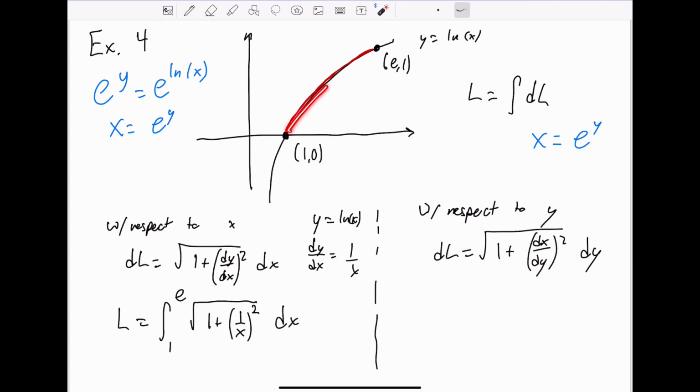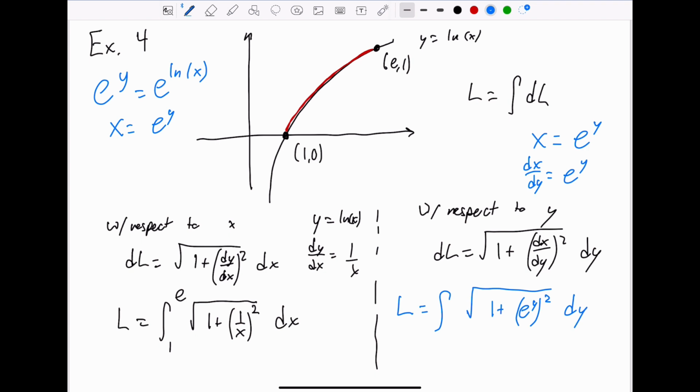So I've expressed x as a function of y. It gives me the same curve, and now I can find the derivative of x with respect to y just by taking the derivative here. So if x equals e to the y, then dx/dy is the derivative of e to the y, which is simply e to the y. Now that I have this expression, I can use my integral formula integrating with respect to y. So here L equals the integral of the square root of 1 plus e to the y, squared, dy. And what are the limits of integration here? They must be y values. So I look at the curve, and I use the y values of these points. My limits of integration are from 0 to 1.